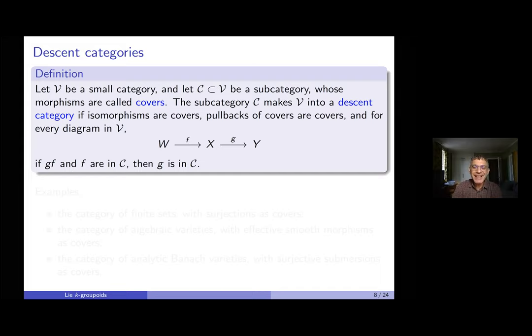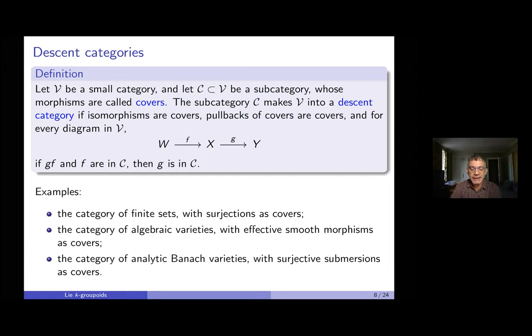Okay? So the category of surjective functions has that property. If F is a surjective function and GF is a surjective function, then you can see that G obviously is surjective. So the category of finite sets with surjections as covers is a descent category. Now we come to a couple of slightly less well-known examples, but if you look at the references where these are discussed, you'll see that this axiom that I've isolated is duly proved without, in fact, signaling the essential role that it's going to play. So the category of algebraic varieties with effective smooth morphisms as covers. So effective and smooth is just the algebraic geometer's words for surjective and submersion. And so that in fact satisfies these axioms. So that's the sort of original example that I wanted to bear in mind.